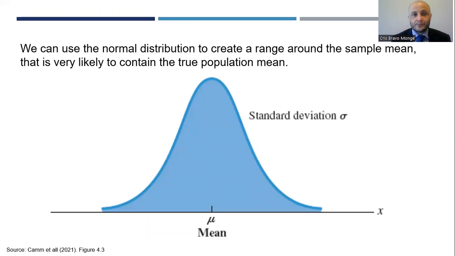So fortunately, we have the normal curve. This is also called the bell-shaped curve. So we can use the normal distribution to create a range around the sample mean that is very likely to contain the true population.